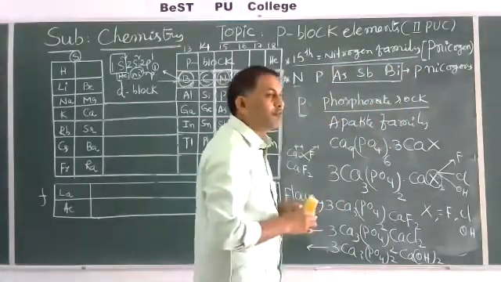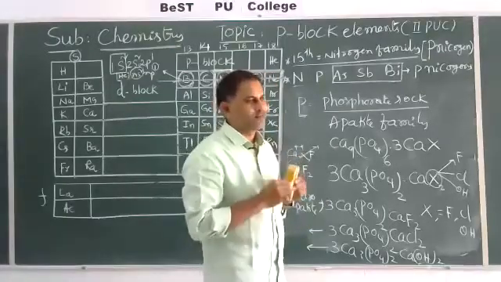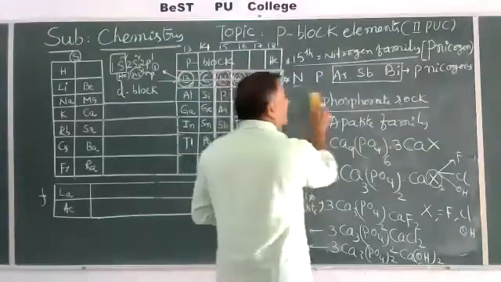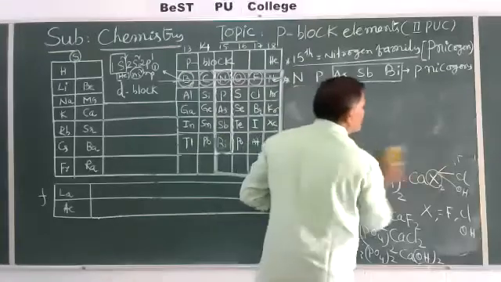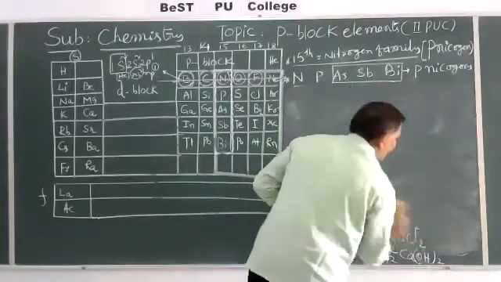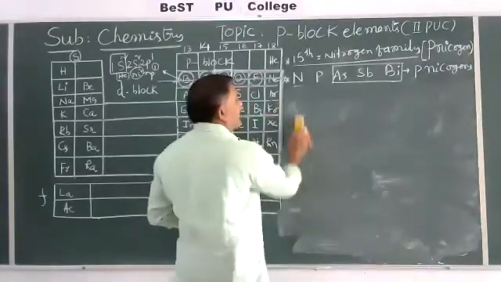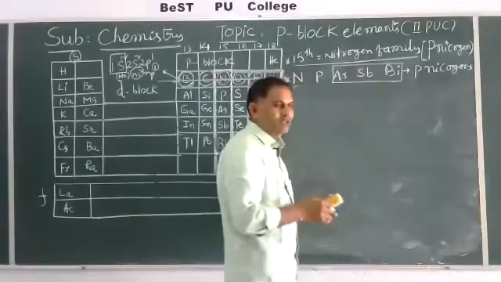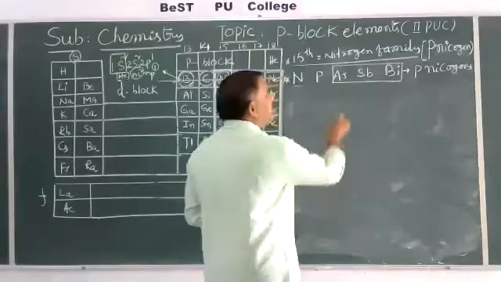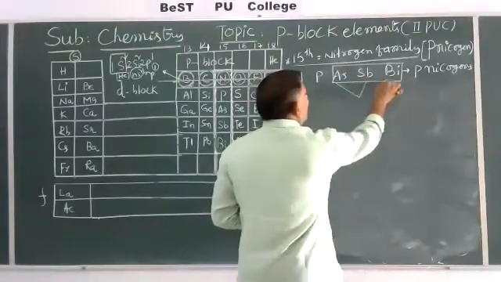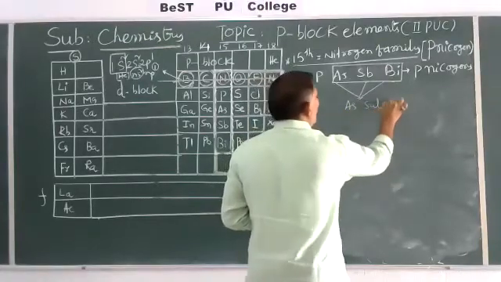The remaining elements of the 15th group, arsenic, antimony and bismuth, are generally available under the name of sulfide ores in earth crust. In metallurgy, in isolation of elements, general processes about minerals, ores, gangue, matrix were already explained very clearly. These three are available as sulfide ores.